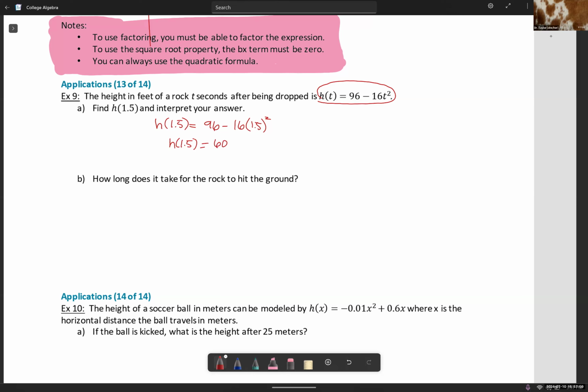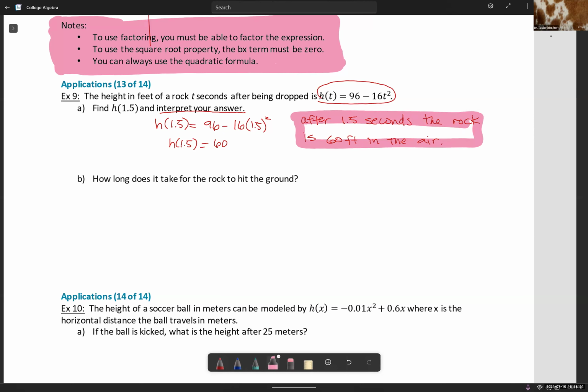What that means, interpretation, don't forget that part on your test. Some of y'all did not interpret your answers. That's important. After 1.5 seconds, the rock is 60 feet in the air. Okay.